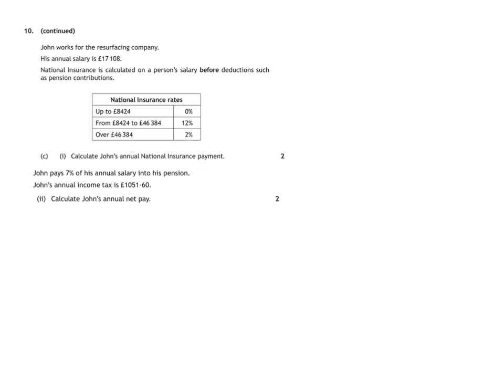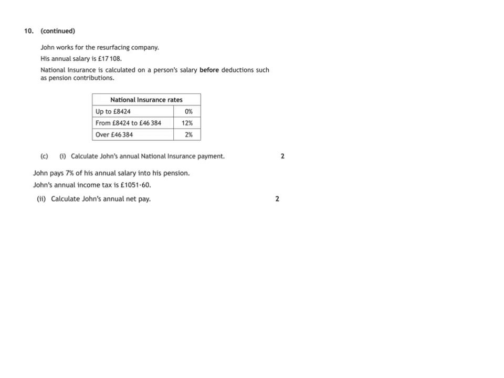So we're keeping with the resurfacing, and we've got 2 parts for part C. So first one, it says John works for the resurfacing company. His annual salary is £17,108. National insurance is calculated on the person's salary before deductions, such as pension contributions. So we need to calculate John's annual national insurance payment using our national insurance rates in the table.